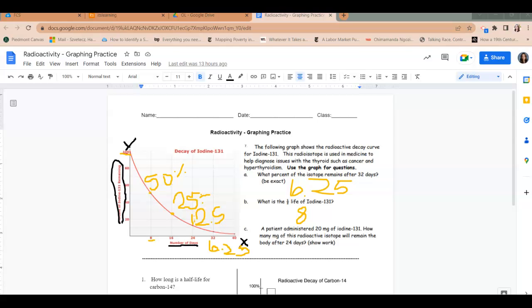Okay, so now I want you to go try to answer this question. Just like what you were doing on the previous worksheet, I want you to set up the chart here. Patients are administered 20 milligrams of iodine-131. So this is your starting amount, 20 milligrams. How many milligrams of this radioactive isotope will remain in the body after 24 days? So you've got to figure out how much is left. Let me know if you have any questions. Good luck.